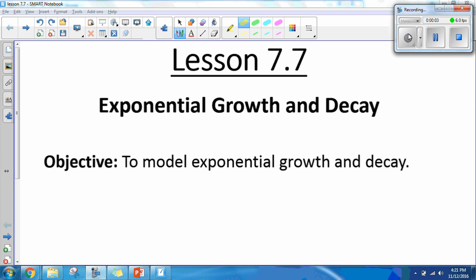This is lesson 7.7, exponential growth and decay. Your objective is to model exponential growth and decay.